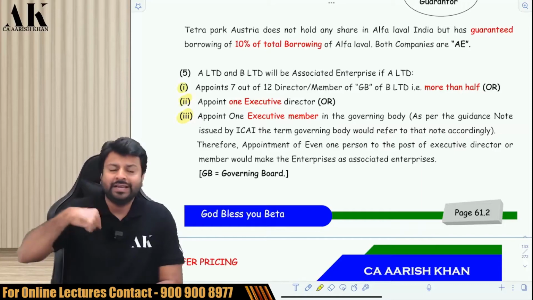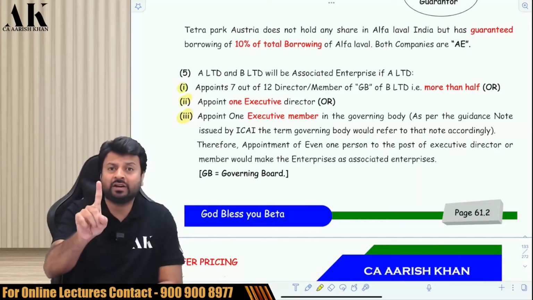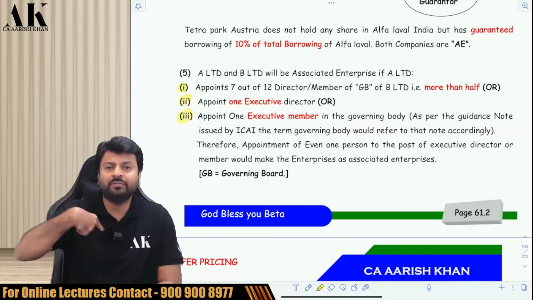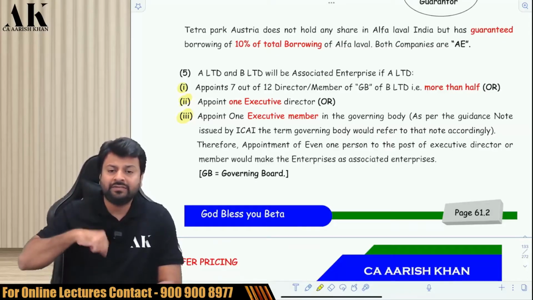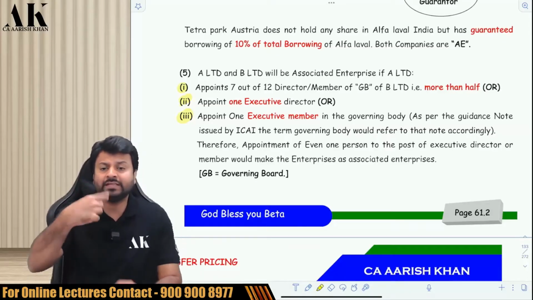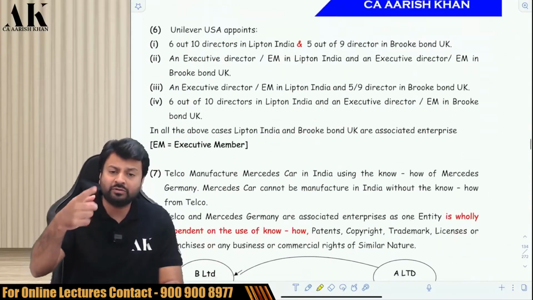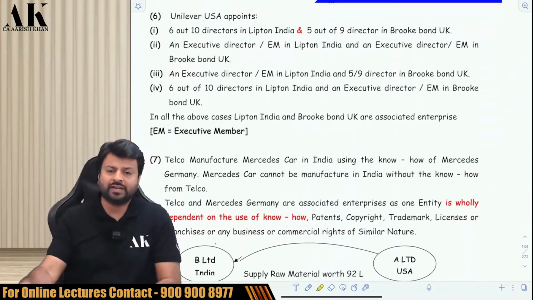This is the first point. If A Limited appoints just one executive director of the other company, B Limited, then we both are also deemed to be associate enterprise. If A Limited appoints just one executive member of the other company, then also we both are deemed to be associate enterprise. This is what is written in point number 5.